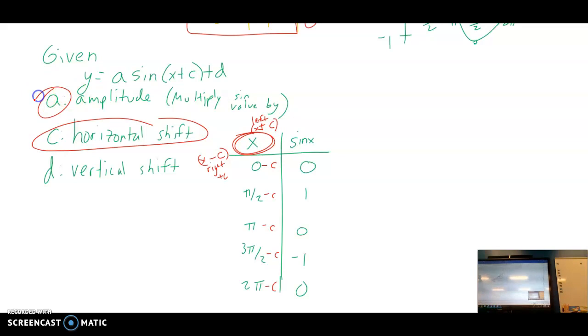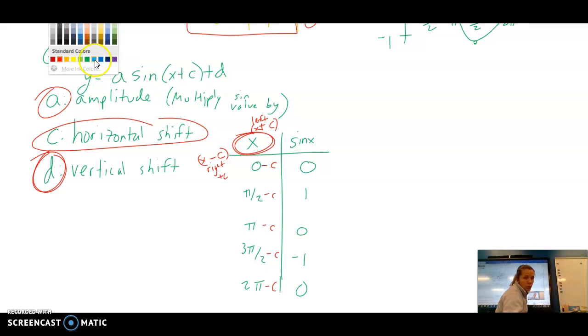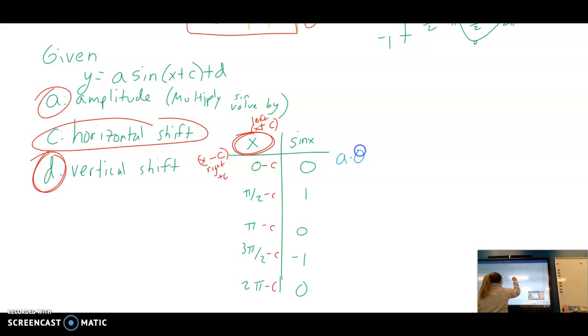Now a and d affect these values. So to find where it would transform to, you would multiply this value by a and then add whatever your d value is.